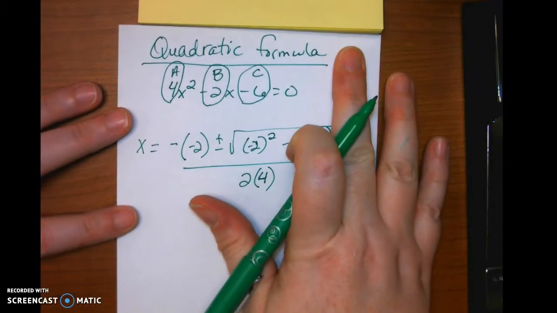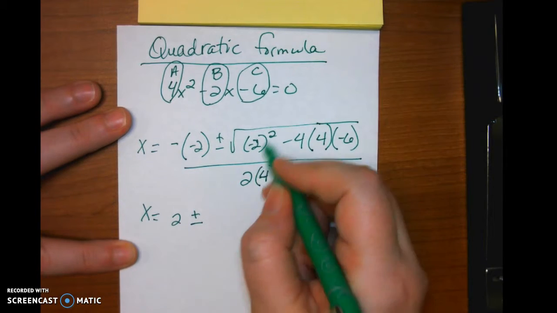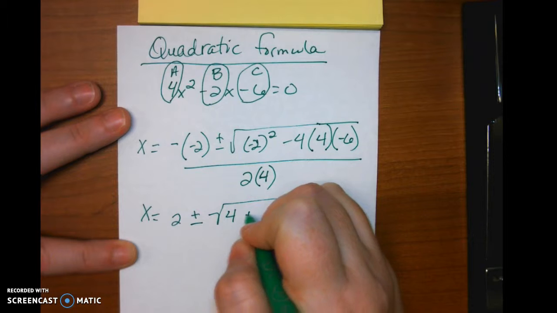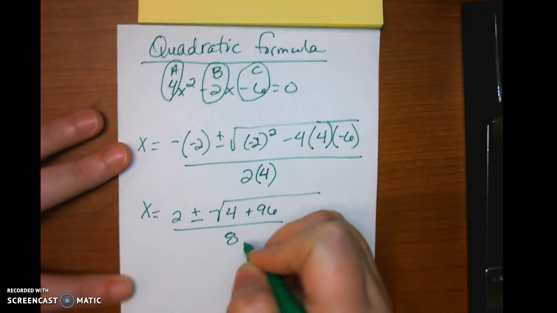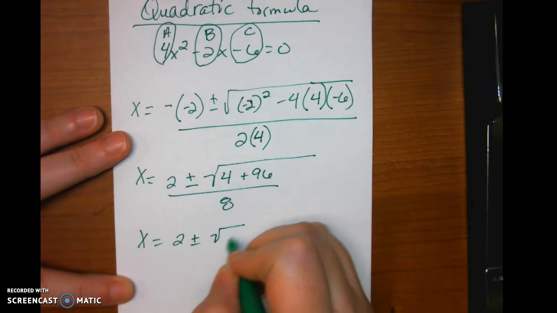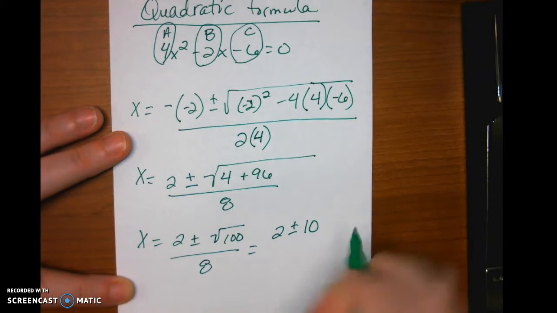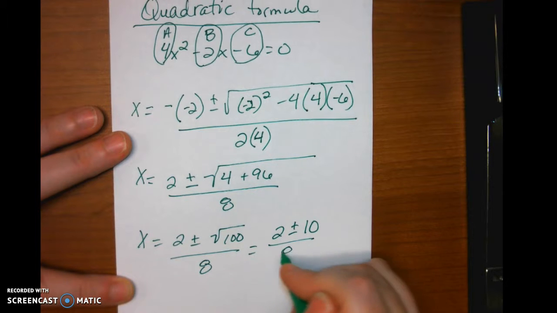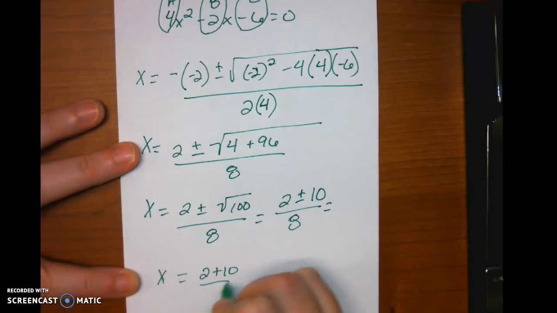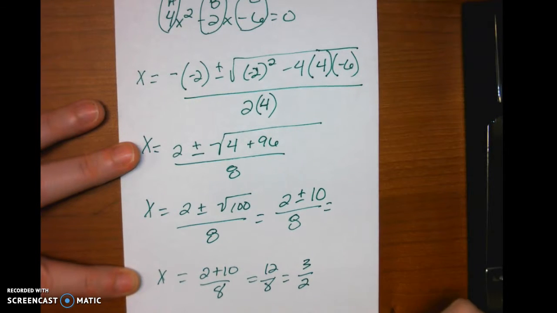Okay, so I don't need that anymore. All right, so the negative of this, x equals 2 plus or minus, this is 4, the square root of 4 times 6, which is 96, over 8. Okay? So x is 2 plus or minus the square root of 100 over 8, which we said was 10, because 10 times 10 is 100, over 8. So this is where we split it up. Equals 2 plus 10 over 8 is 12 over 8, and yes, leave this as a fraction.